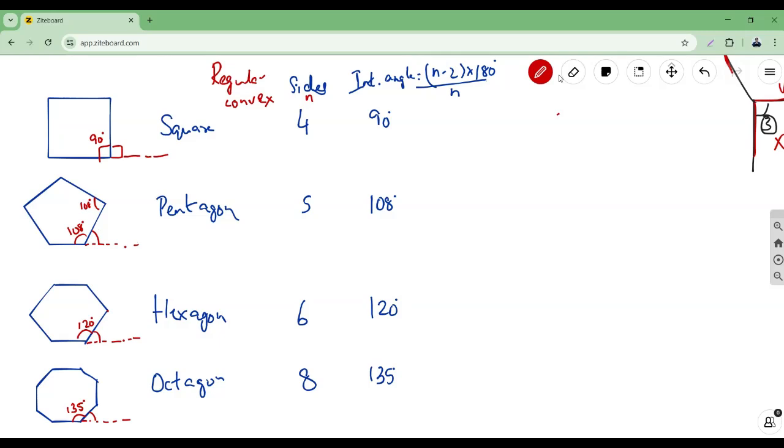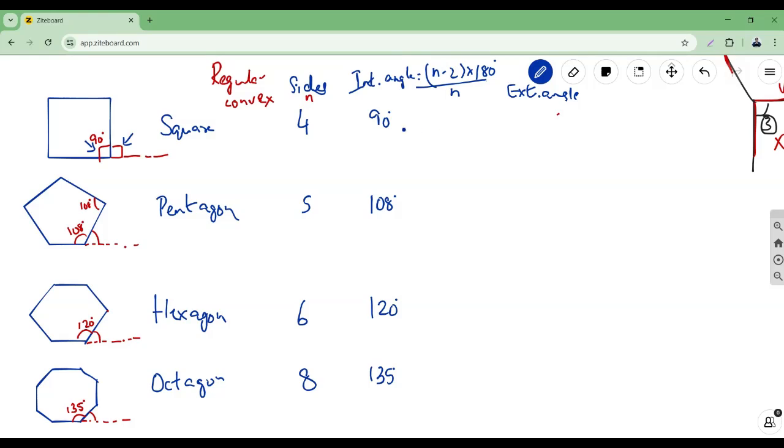Now we are going to find out how much one exterior angle is. How much is the measure of this exterior angle? We're going to measure this. Observe this. If you see, one interior angle and one exterior angle together form a linear pair. Linear pair means they are adjacent angles. The sum of them is 180 degrees.